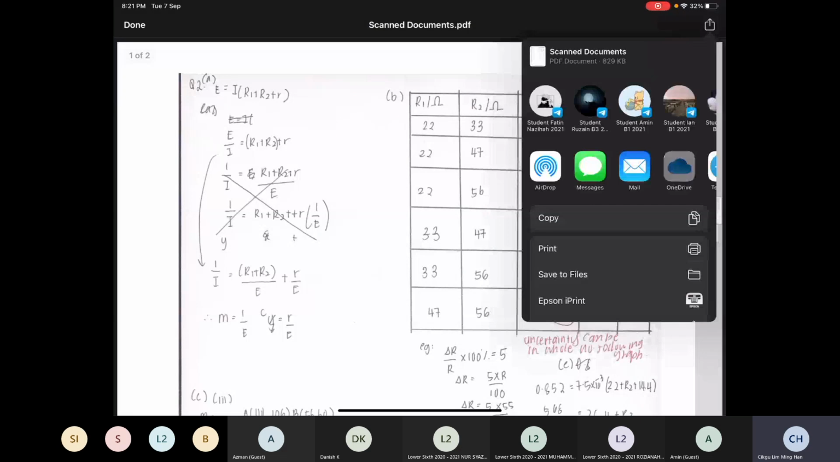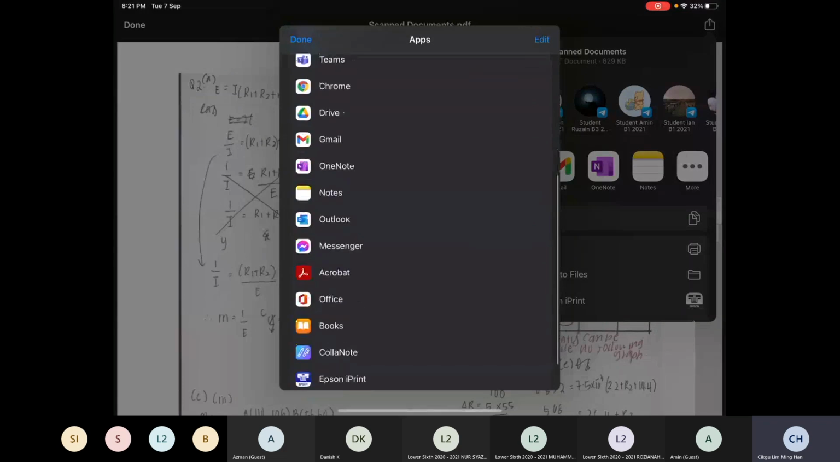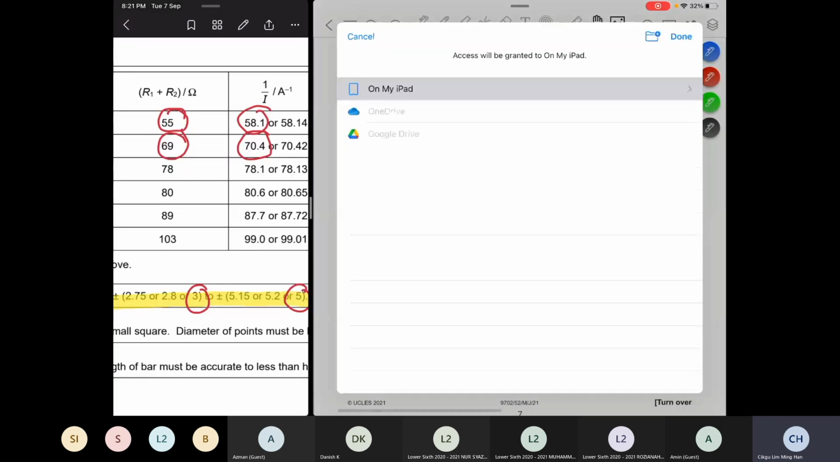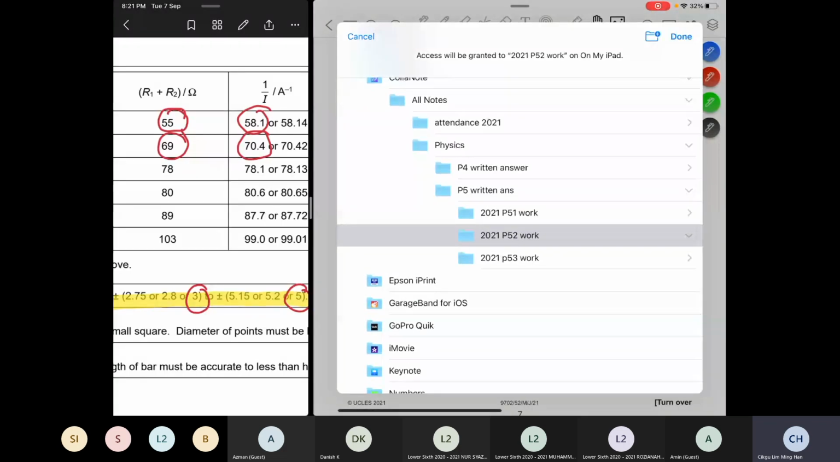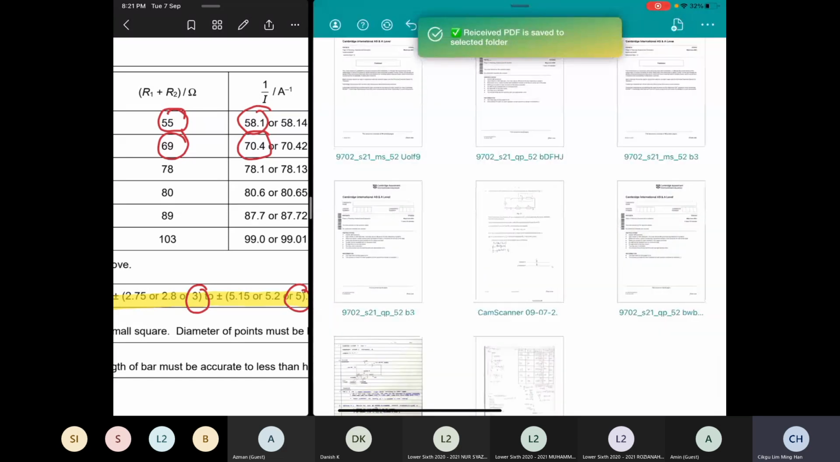Can I actually do with the Cola notes? Oh, can. Yeah. So you do the Cola notes paper 2, yeah. So we have save it here.